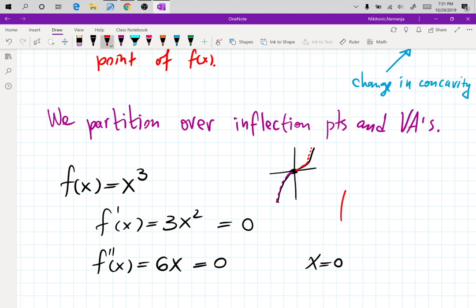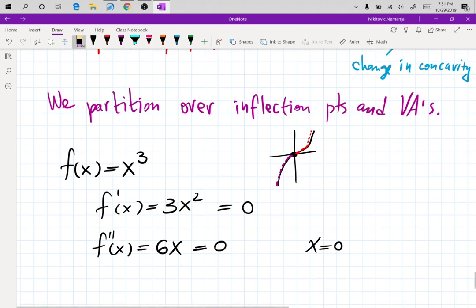So these kinds of squiggles, right, when you have these points, those are called inflection points. And they are a change in concavity, because as you can see on the left over here, you have concave down. On the right, you have concave up.